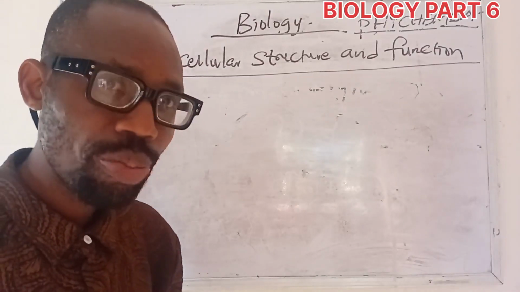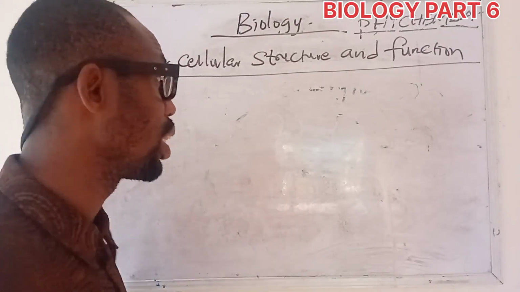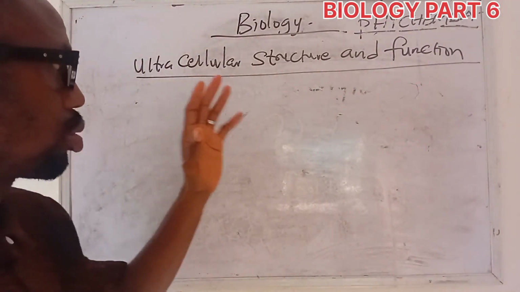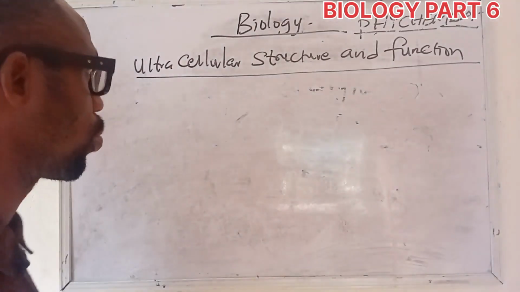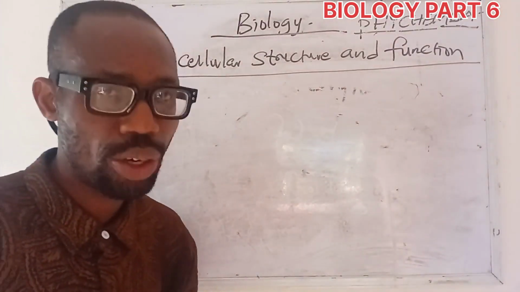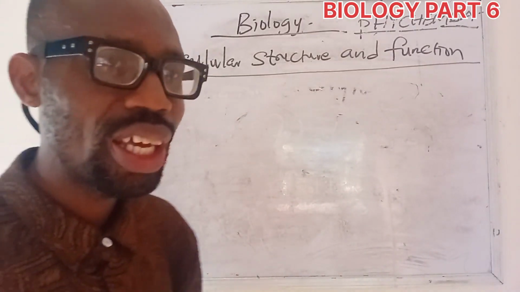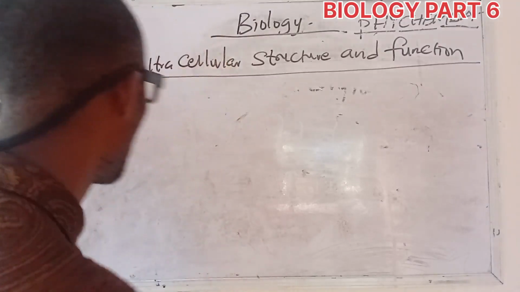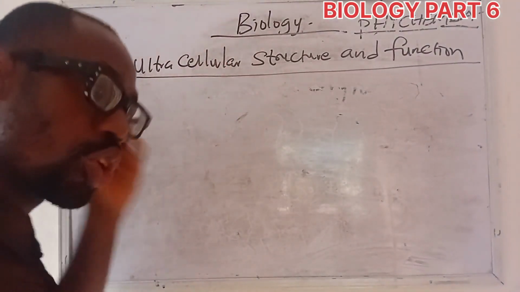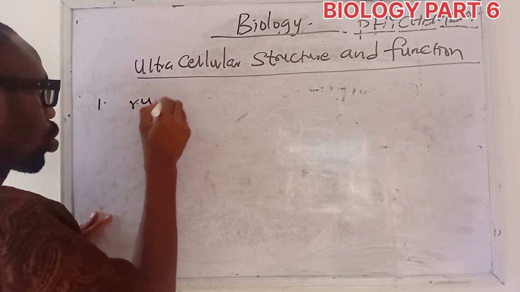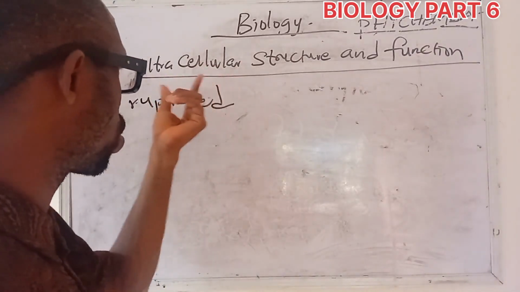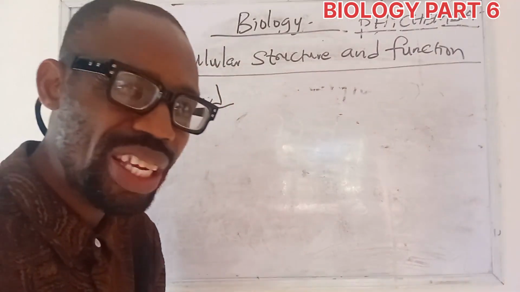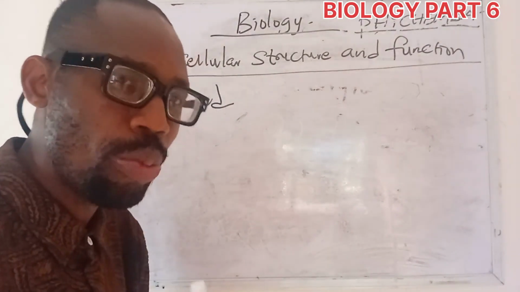Watch the part, I think that should be part 5 of biology. You'll see that. Now, in this section, we're going to be looking at the ultrastructure and function of the cell using the electron microscope. In this case, the cell in question is going to be ruptured. When it's ruptured, it will be able to show the ultrastructure, meaning the detailed form of that cell.